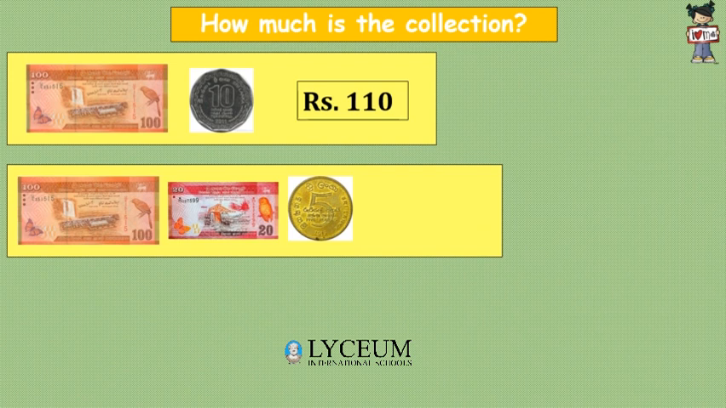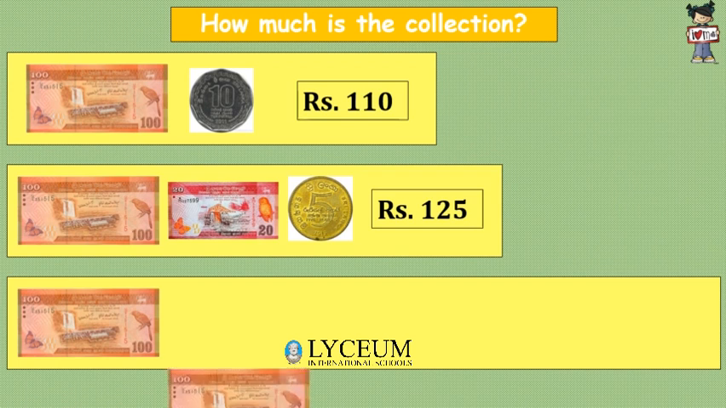We have a 100 rupee, a 20 rupee, and a 5 rupee. First, let's count the notes. Okay. 100 and the 20 makes 120. Very good. Now, let's add the 5 rupee to the 120. 120 plus 5 gives us, yes, very good, 125 rupees.